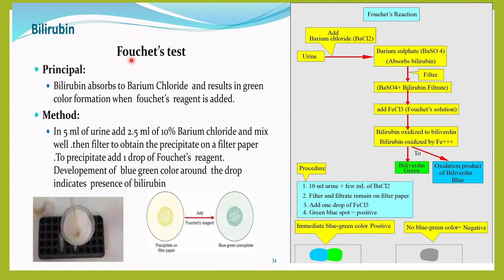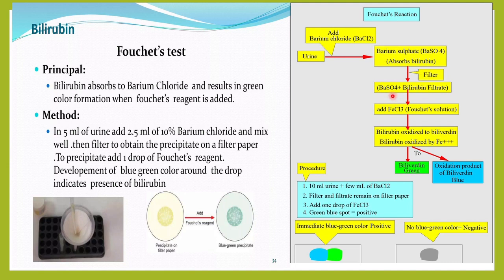In Fouchet's test, we take around 5 ml of urine and add around 2.5% barium chloride and mix well, and then we filter it to obtain the precipitate on the filter paper. To this precipitate we add 1 drop of Fouchet's reagent, and the development of bluish green color around the drop indicates the presence of bilirubin. So what is the principle here? When we add barium chloride to the urine and filter it, barium sulfate is formed which absorbs the bilirubin. So this bilirubin is absorbed onto the filter paper.